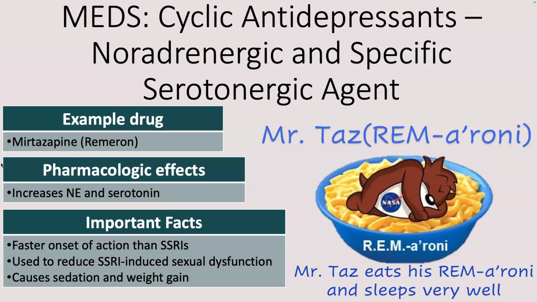So Remeron is another example. Remeron has a faster onset and it does not have as much sexual dysfunction. However, it causes weight gain. So you kind of have this toss up with Remeron versus an SNRI.